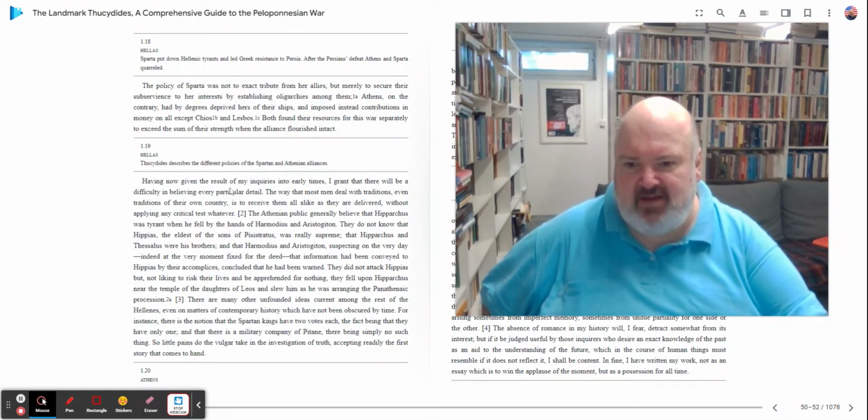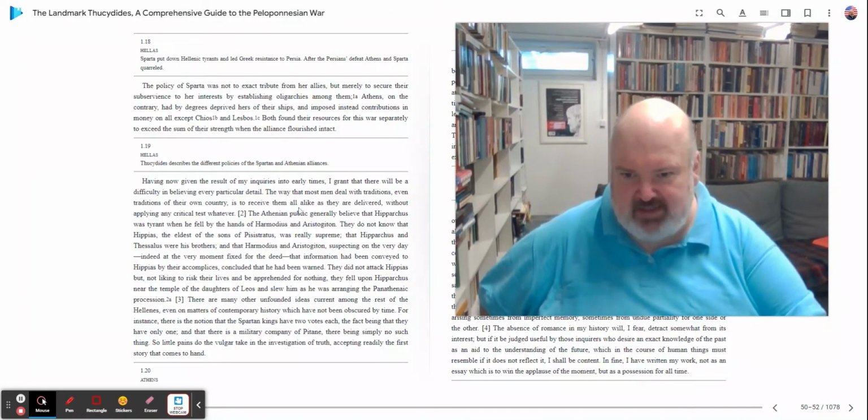Having now given the result of my inquiries of earlier times, I grant that there will be a difficulty in believing in every particular detail. The way most men deal with tradition, even traditions of their own country, is to receive them all alike when they're delivered, without applying any critical test whatsoever.